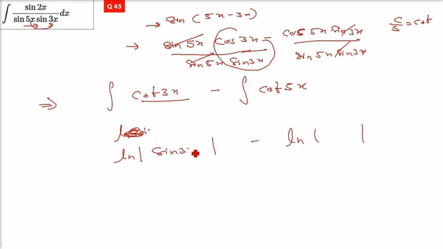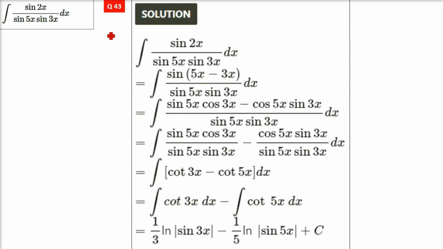Whenever you see this p by q form, the denominator will come, always in integration, remember that. So ln sin 3x, ln sin 5x, but 3x will be differentiated, so 3 will be in the denominator, and 5x will yield 5, plus constant of integration. This is your final result. So this is how you can get this. 5x minus 3x is 2x. If you can imagine that, this question will be a piece of cake for you for sure.